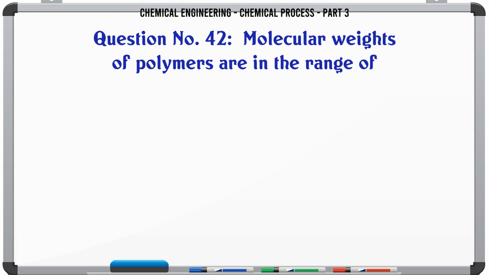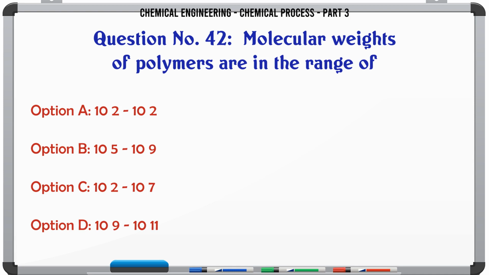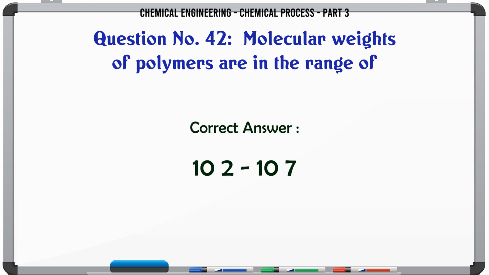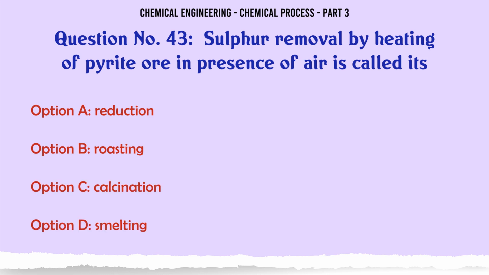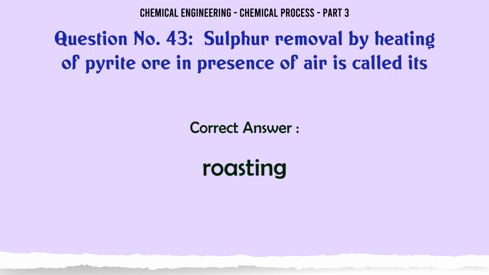Molecular weights of polymers are in the range of A. 10th February 2010 to B. 10th May 2010 9. C. 10th February 2010 7. D. 10th September 2010 11. The correct answer is 10th February 2010 7. Sulfur removal by heating of pyrite in presence of air is called its A. Reduction, B. Roasting, C. Calcination, D. Smelting. The correct answer is roasting.